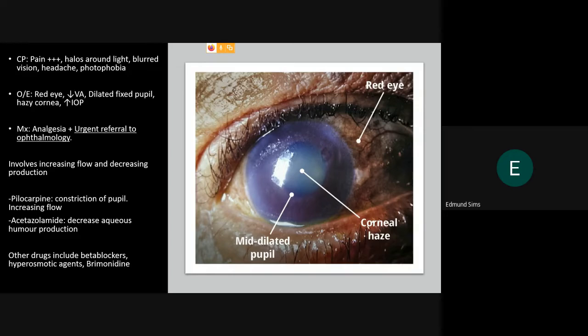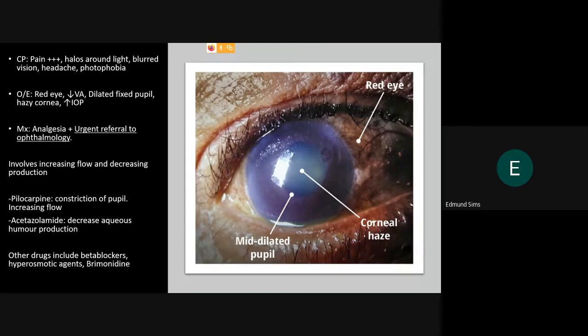When you examine them, you'll see a really red eye. You'll notice their visual acuities are awful. You'll also find that often their pupils are fixed and dilated. They have a hazy cornea, and then when you do tonometry, which is just checking the pressure in the eyes, that will be raised. So tonometry works much the same way as kicking a tire. You can kick a tire and work out how inflated it is.